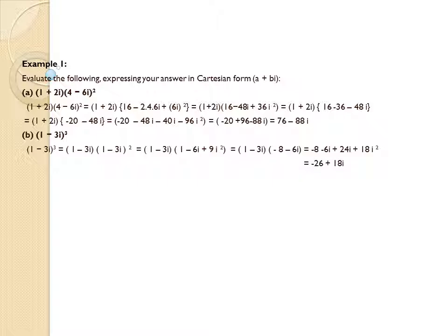So minus 8 and 18i square, i square equal to minus 1, so that becomes minus 18. So minus 18 minus 8 becomes minus 26, and minus 6i plus 24i becomes plus 18i. So here that is in the form of a plus ib, a equal to minus 26 and b equal to 18.